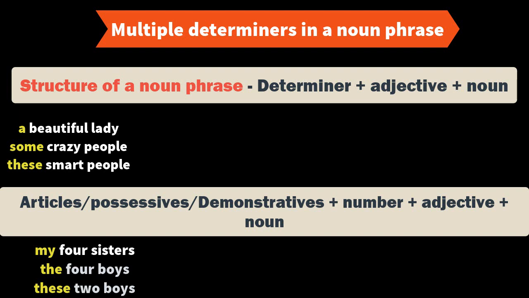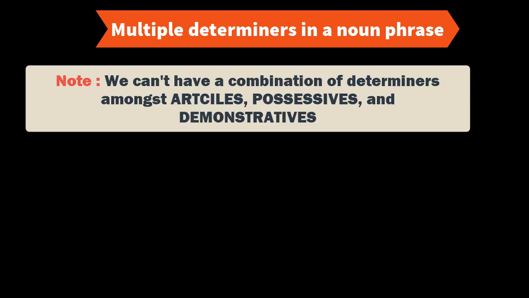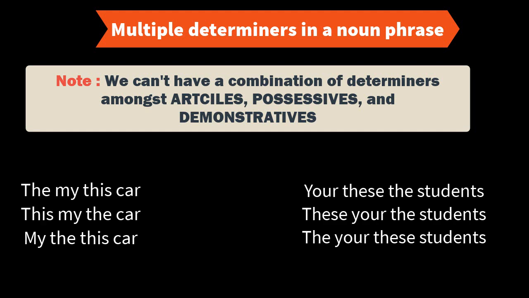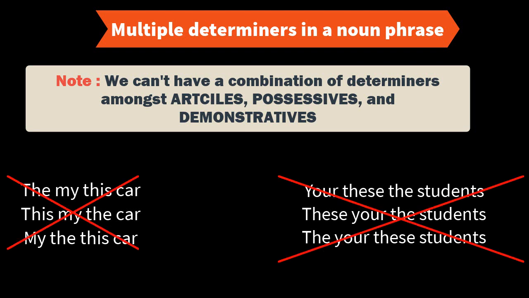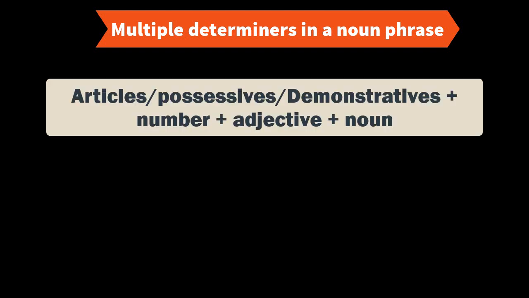Last, these two boys, first a demonstrative adjective, then the number two, then the noun boys. I can also use an adjective after the number. I can say these two amazing boys, these two crazy boys, right? So that is the structure you can follow. But you cannot have multiple determiners out of articles, possessives, and demonstratives. You cannot say the my this car or this my the car or something like that, right? The combination of these determiners in a noun phrase is simply not possible, so avoid doing that, right? If you want to have multiple determiners in a sentence, that's the structure you can follow. The structure is on your screen, right?